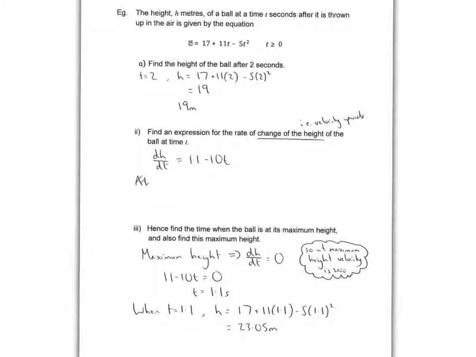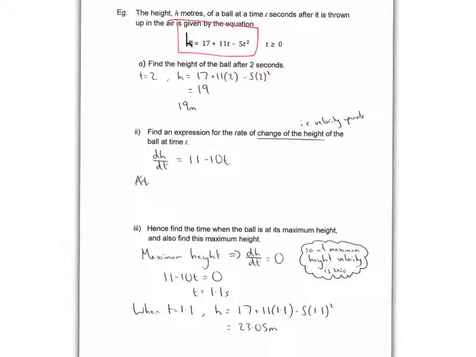I'm not sure why that hasn't come out, but here you are told that the height h in metres of a ball at any time t after it's thrown in the air is given by this equation here. If you were to plug a value of t into this, it will be telling you how high up it is. It doesn't tell us how quickly it's going, it doesn't tell us whether it's on the way up or on the way down, it just tells us where it is.